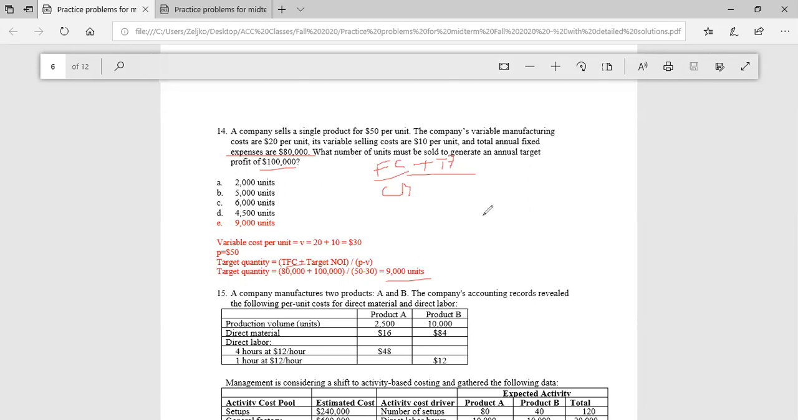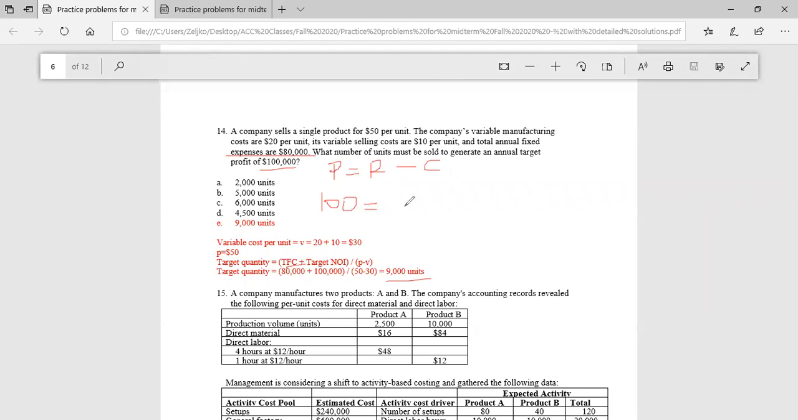We can go through the whole equation and see that we end up in the same spot. This shortcut is derived from the equation that says profit, or net operating income, is equal to revenue minus cost. So now, if our profit is 100,000, we are told our profit is 100,000.